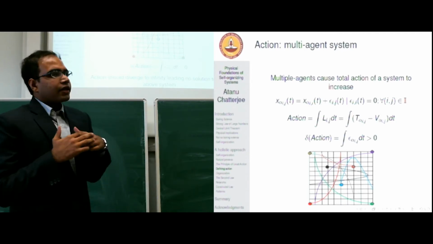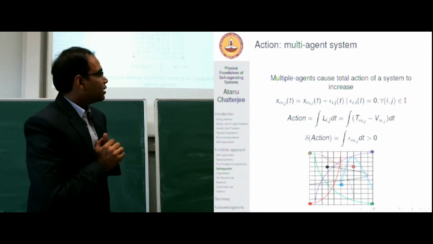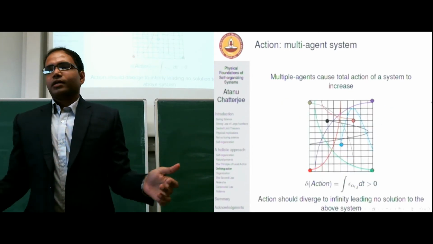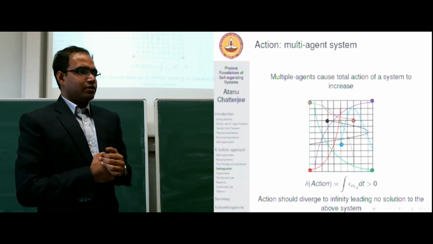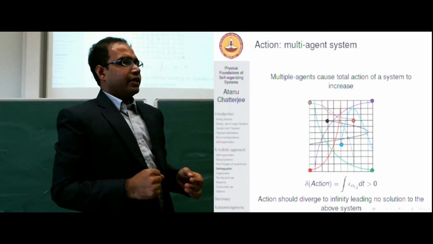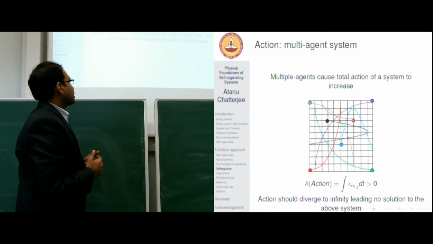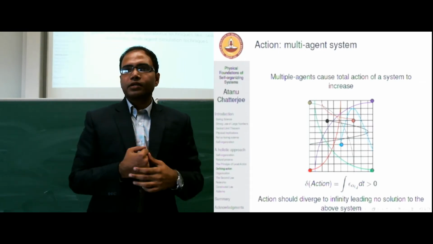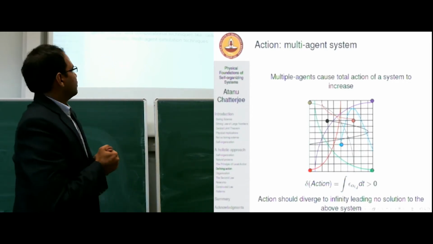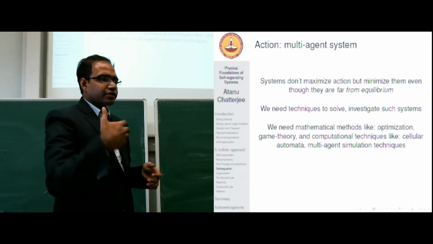So the difficulty we face when we model a system using the principle of least action for a multi-agent system is that there are n number of differential equations and ultimately we end up getting no solution. So we need techniques to solve the differential equations when we have a collection of entities which is not deterministic. We need mathematical techniques, which could be optimization, which could be game theory. Game theory is again a part of optimization. It could be computational techniques, cellular automata, or multi-agent simulation techniques. These are ultimately the techniques used for understanding self-organization also.